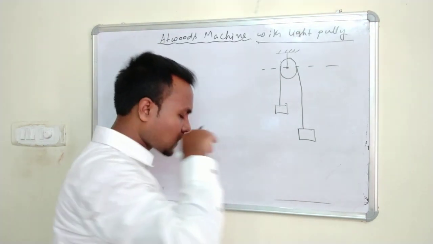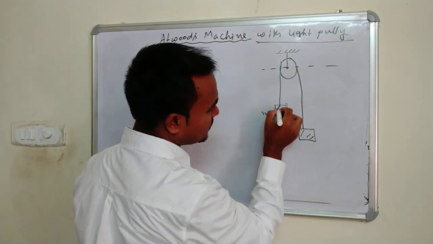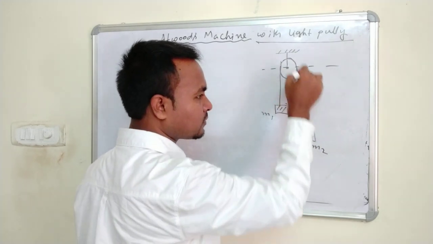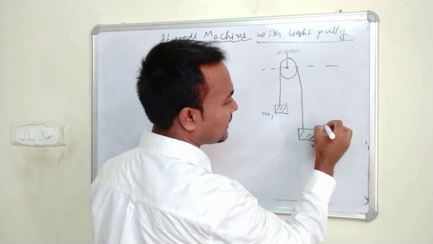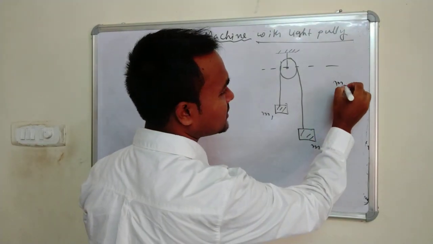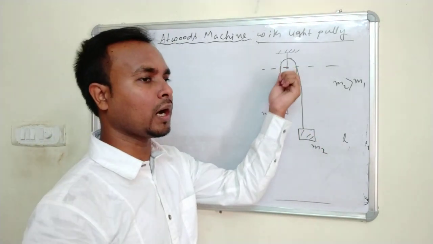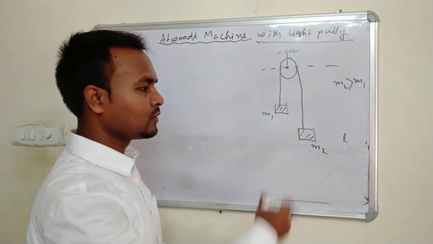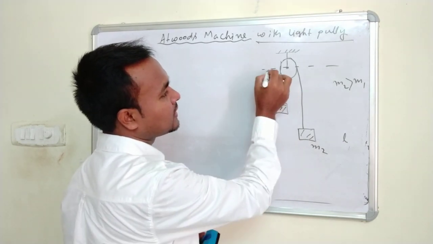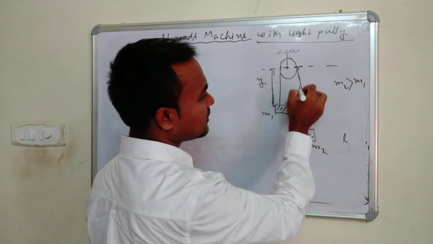Okay, this mass is m1, and this mass is suppose m2, and the total length of the string is suppose L. Clear? Okay. So I can write m2 is greater than m1. So when m2 is greater than m1, it will come down and the other will go up. So after displacing these masses, let us consider from here to here, this distance is y. Clear? Then what will be this distance? How much will it be?